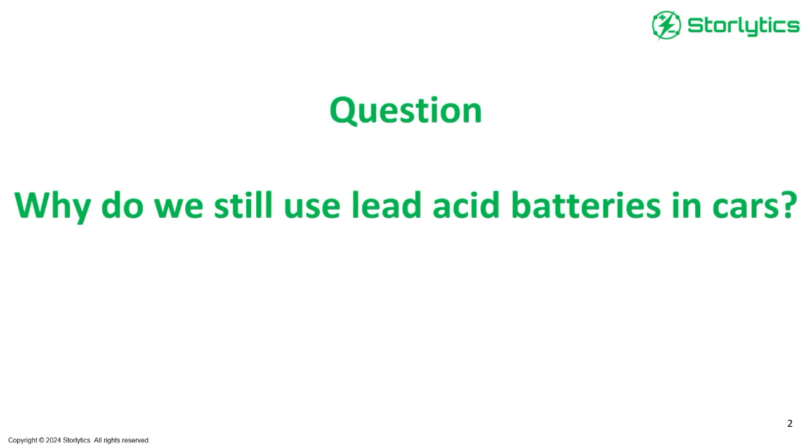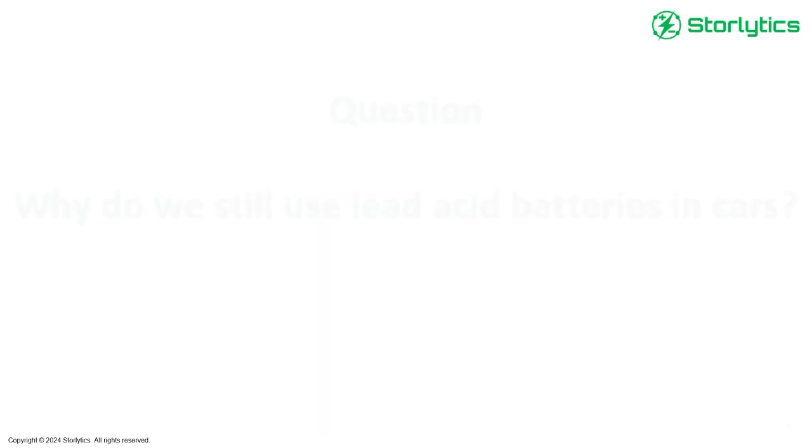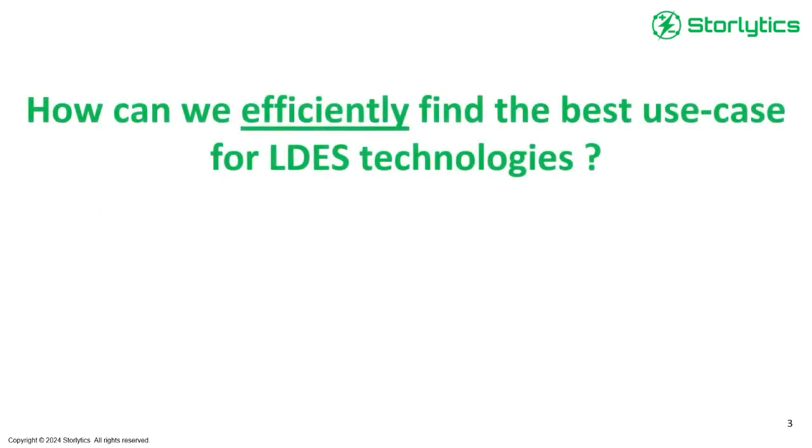So that's the premise of this presentation here, right? How do we find the right use cases for long duration technologies? So 3 main steps, right? If we think about the lead acid example, the reason we could say that is because we know lead acid batteries. We know how they perform. We also know a good deal about lithium batteries, and we know how they perform.